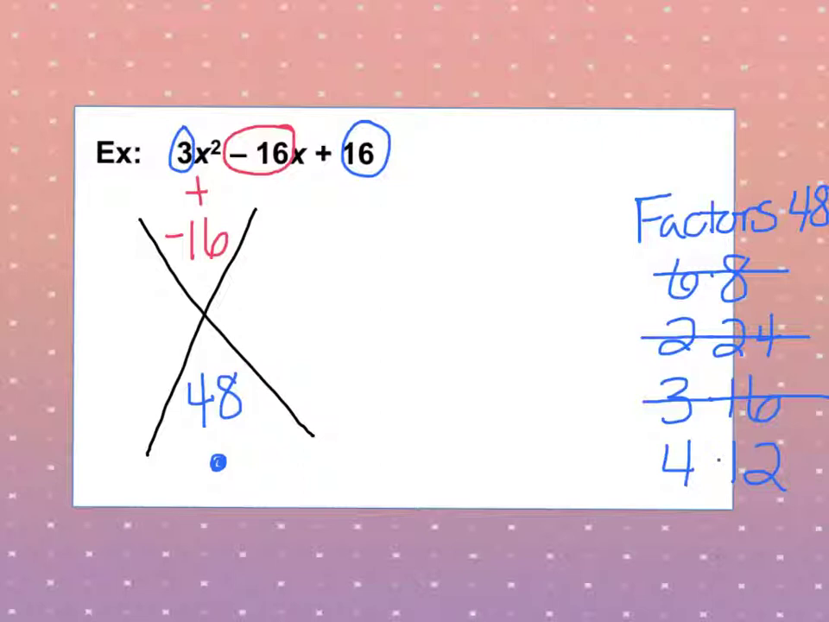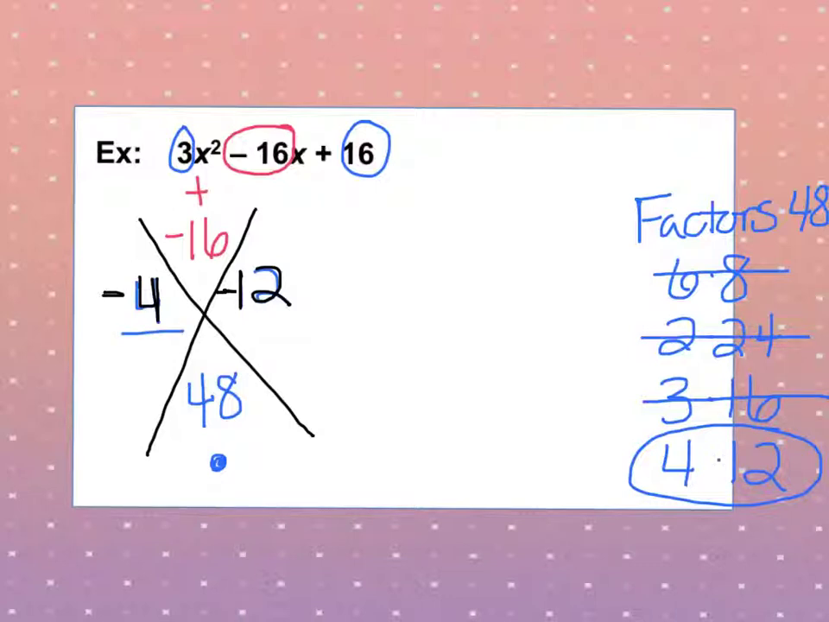And then we got 4 and 12. We'll see if we add those two together, we would get 16. So those would work. So I'd have 4 and 12. And I want you to notice that, oops, I forgot to write it in black. I want you to notice that we want the sum to be negative 16. So that means both factors will have to be negative. So when I multiply them, I get positive 48.